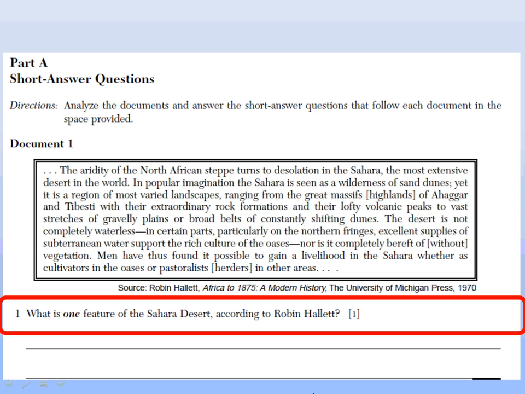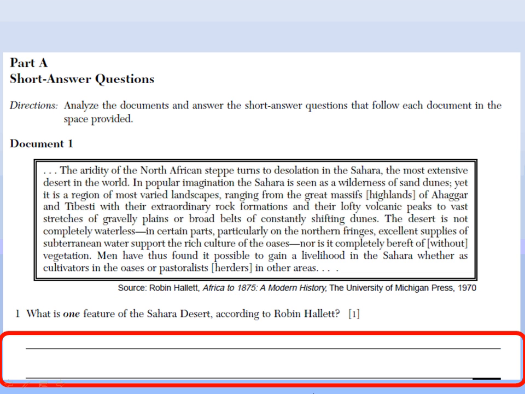After you see the question, you've got these two blank lines. This is the answer space for you to write your answer to the question in the space that is provided.